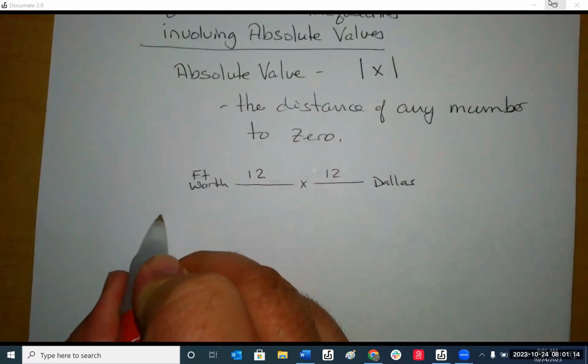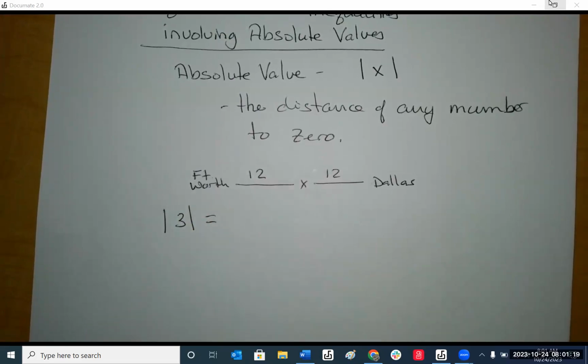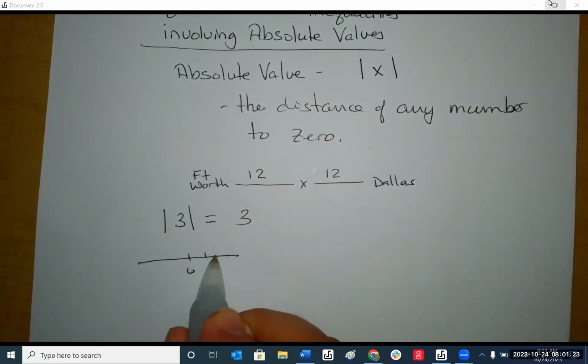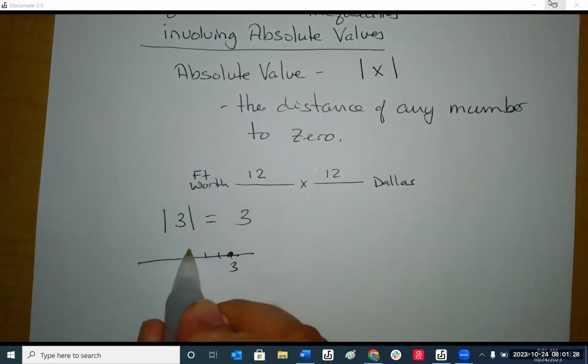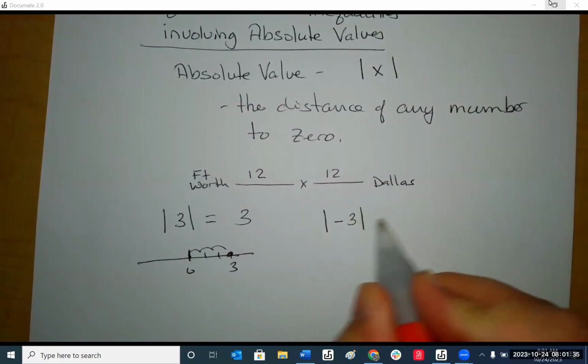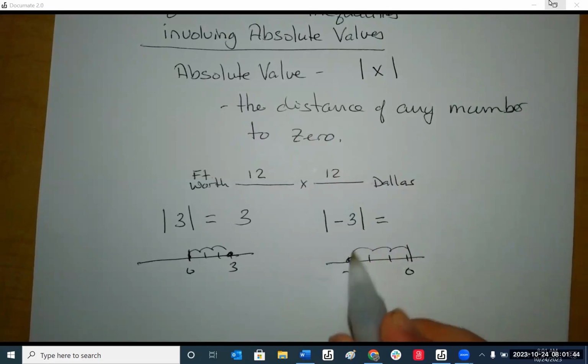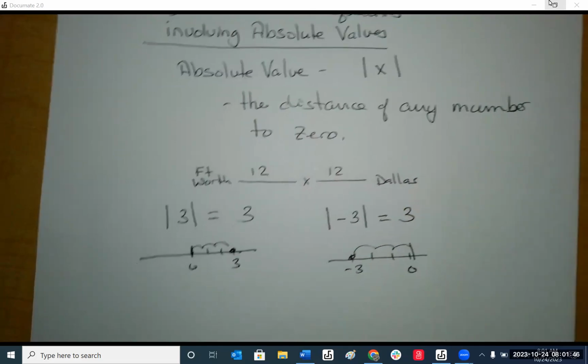So, for example, the absolute value of 3 is 3 because from 0, 1, 2, 3, it is 3 spaces. The absolute value of negative 3, 1, 2, 3. It's also 3.